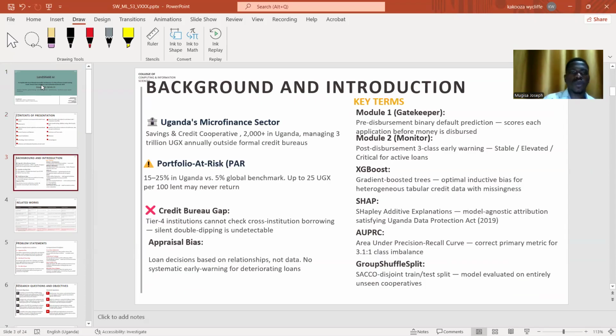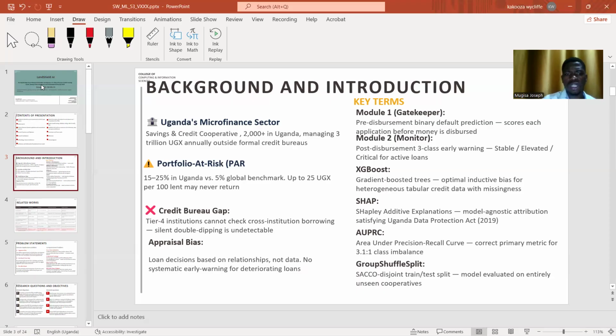Going straight to the background, what the issue is actually. The issue is that Tier 4 financial institutions in Uganda comprise over 2,000 SACCOs and microfinances and manage approximately 3 trillion Ugandan shillings annually. Despite these values, these institutions operate outside the formal credit bureaus. They also lack formal credit histories, and have no ability to carry out data-driven decisions.